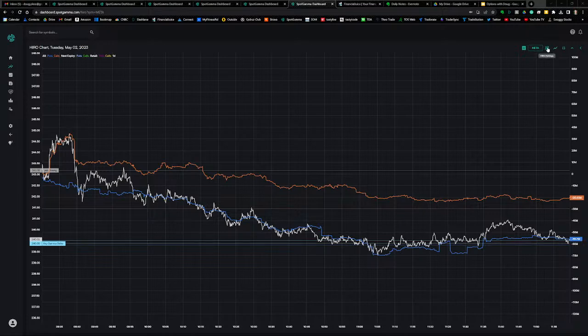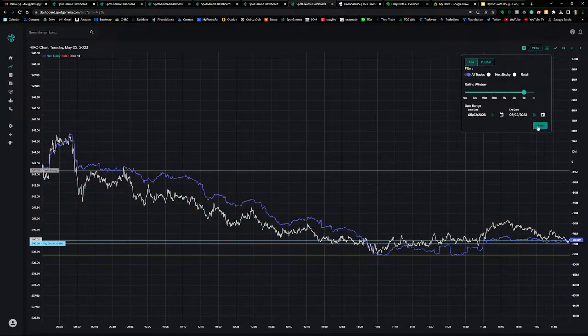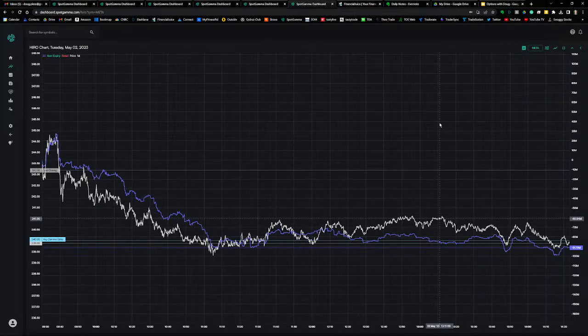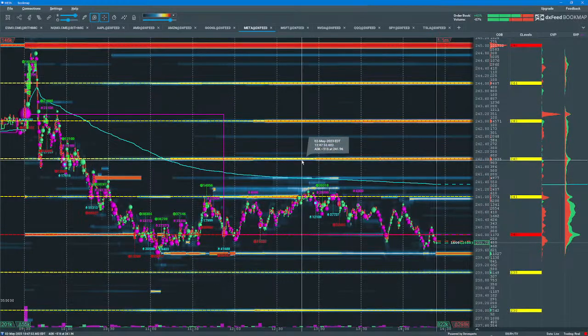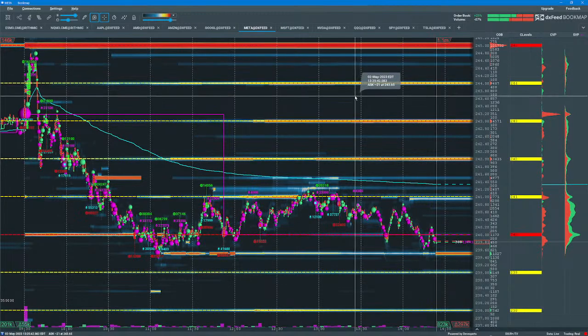All right, so there's Meta. Traders buying puts. Price moves lower. And they continue to take negative delta positions. So let's go take a look at Bookmap again. So there's Meta chopping around the 240 key gamma strike now.